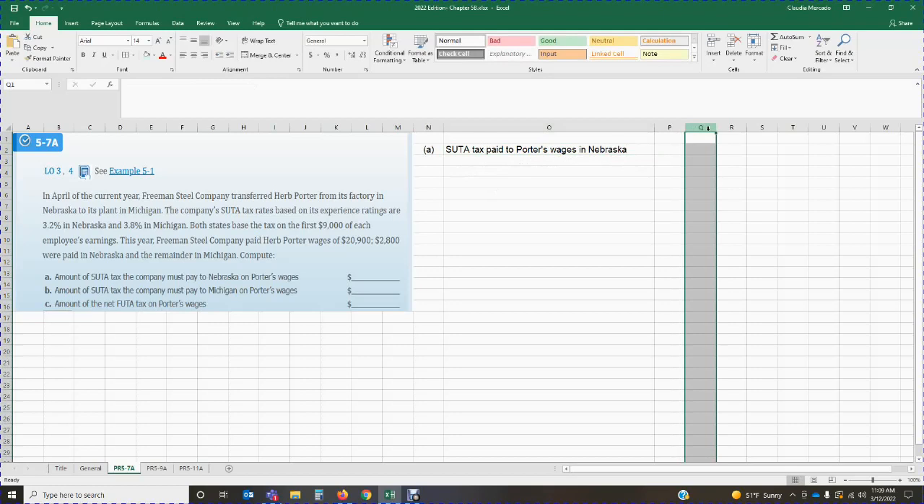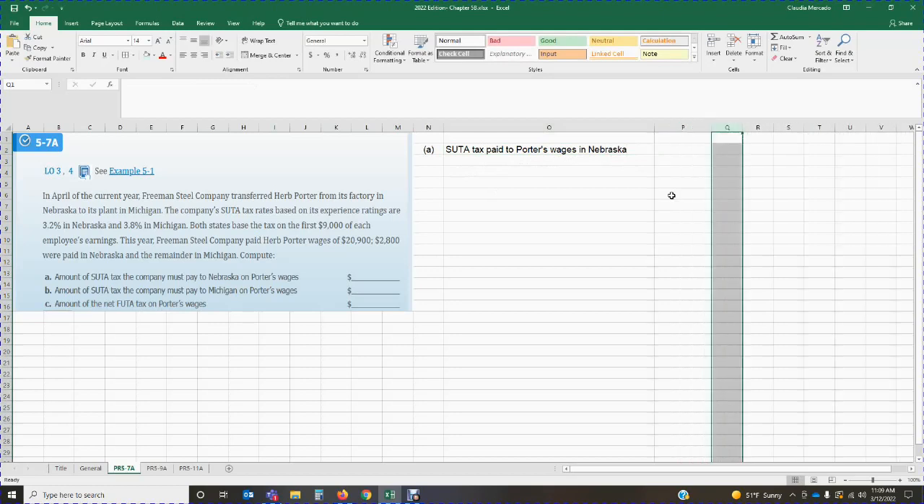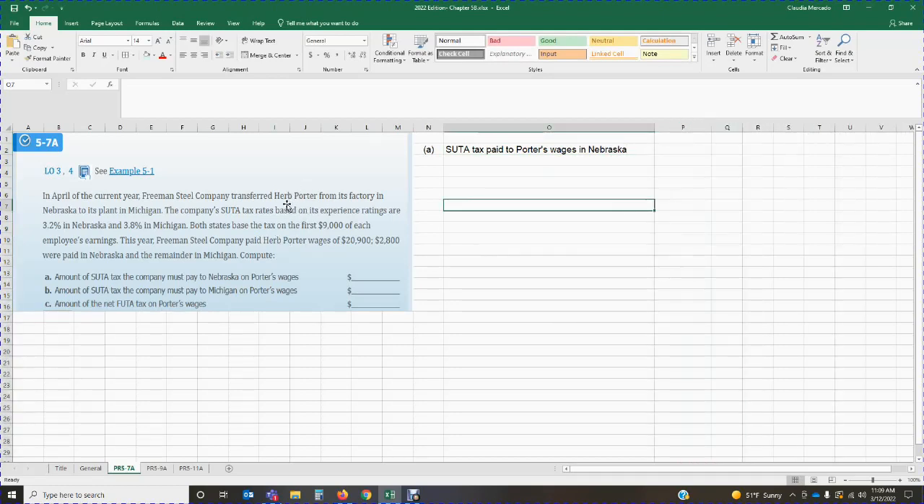Okay, so what is happening? We need to understand what's happening in this scenario. So we have this person, Herb Porter. He was being transferred from the factory in Nebraska to Michigan. Okay, so it's a transfer. He's still working for the same company, just a different location. Okay, each state pays SUTA taxes on the first $9,000 of each employee's earnings.